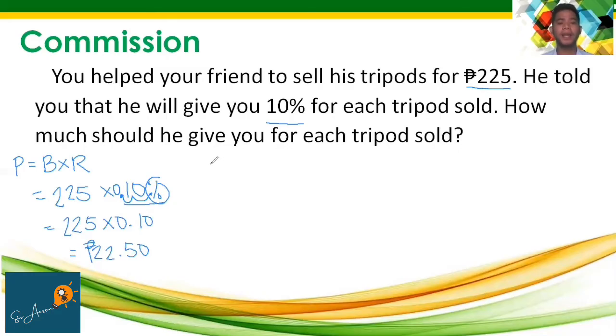Okay, pag naman halimbawa ang hinahanap naman ay yung original price, so that is the base. Ang formula ay percentage or yung commission divided by rate. Pag naman yung rate ang hinahanap, that is percentage or yung commission divided by the base. Okay? So that is how we solve for commission.